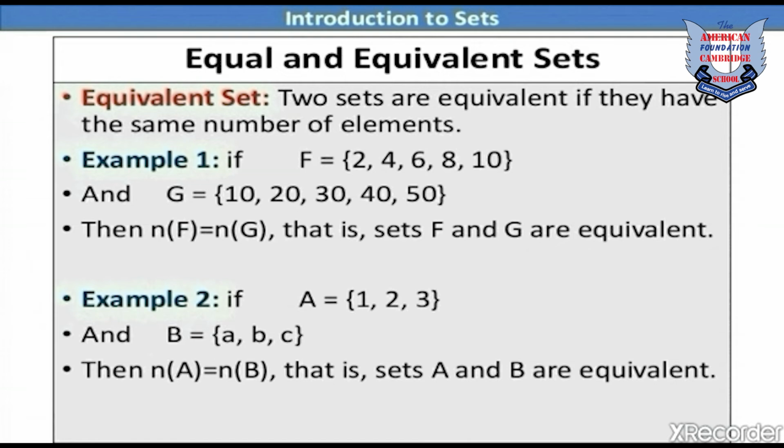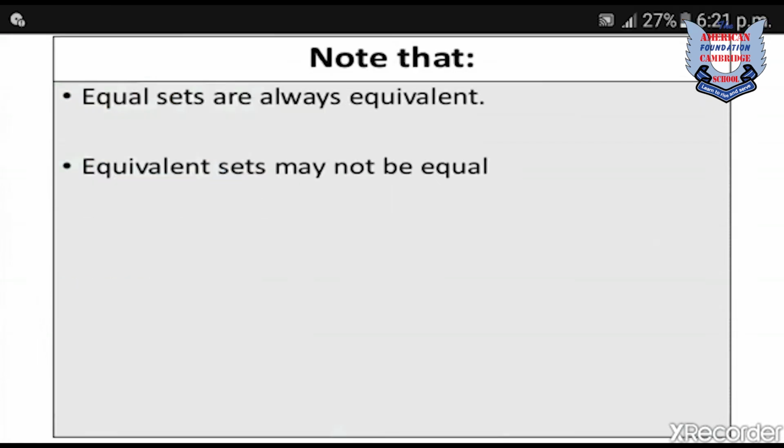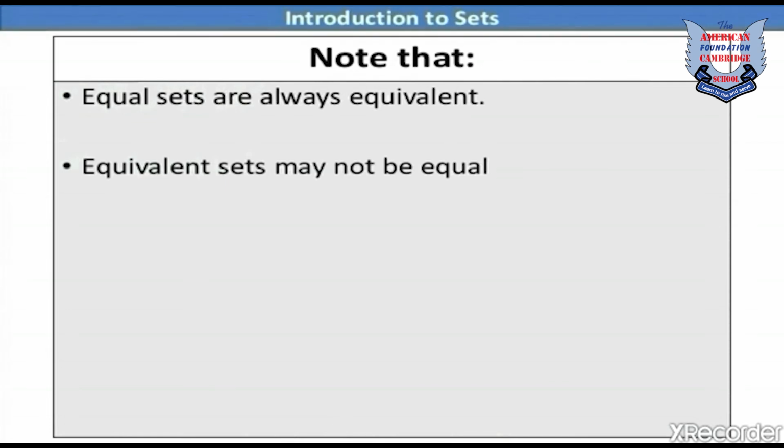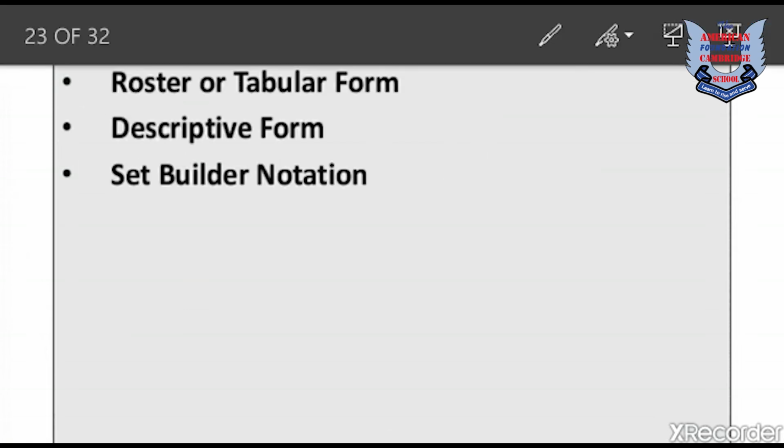Example 2. Set A is equal to 1, 2, 3 and set B is equal to A, B, C. This shows that set A has 3 members and set B has 3 members as well. So the number of elements in both the sets is the same. That means set A and set B are equivalent. Equal sets are always equivalent, but equivalent sets may not be equal.